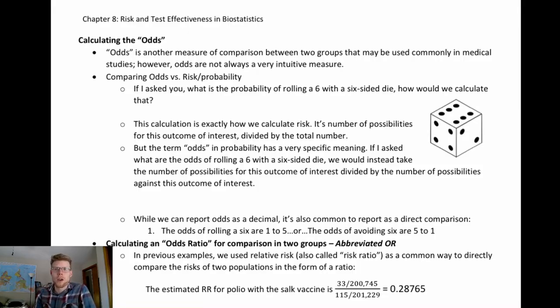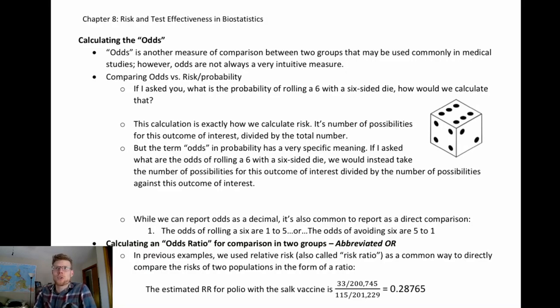So first off, we're going to start with calculating odds and just what it is. Odds is just another measure of comparison between two groups. It is commonly used in medical studies, as we'll talk about in just a second and why. So first, let's compare odds versus risk, or just normal probability, I guess.